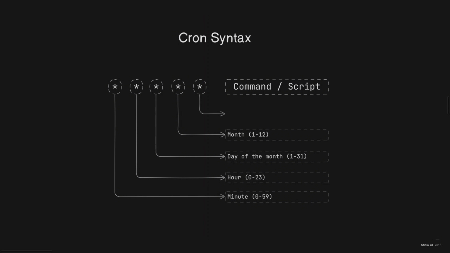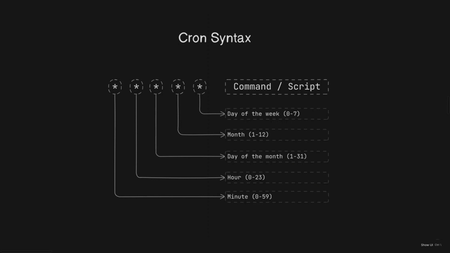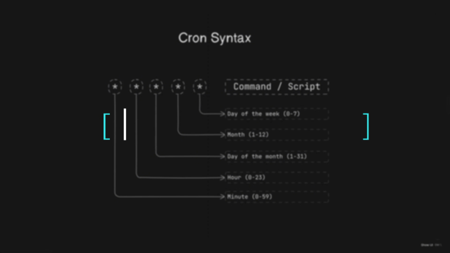And finally, the fifth field specifies the day of the week, where 0 and 7 both represent Sunday, and 1 through 6 correspond to Monday through Saturday. For example, this runs a task at 9 AM every Monday. You can also use commas for multiple values, like 1,15 for the first and 15th day of the month, or ranges like 1-5 for weekdays. Don't worry if this sounds tricky at first. The more you use it, the more intuitive it becomes. Now let's move from theory to practice with some awesome user cron jobs.